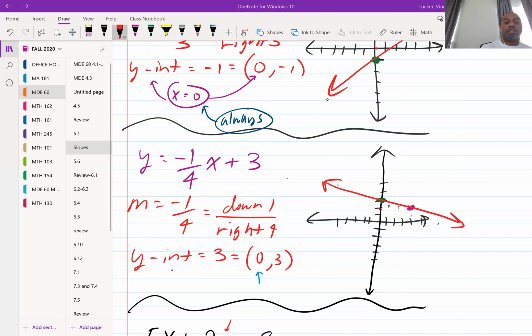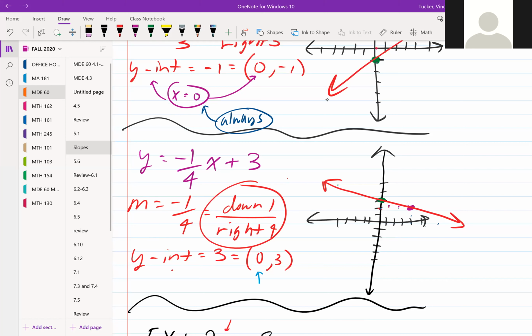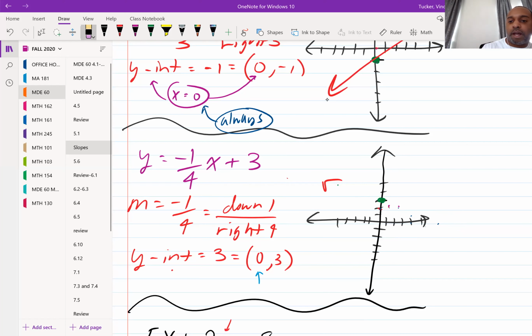Okay, so let me make sure you're clear on this. You're okay with where we got this from, right? Are you okay with where we got the instructions down 1, right 4? Okay. So you're talking about when we're plotting. I thought you start from 0 and then you go down 1. Right, you do that when you have a point. And so your slope is not a point, it's information. So what you have to do, and this is why you always have to graph your y-intercept first.